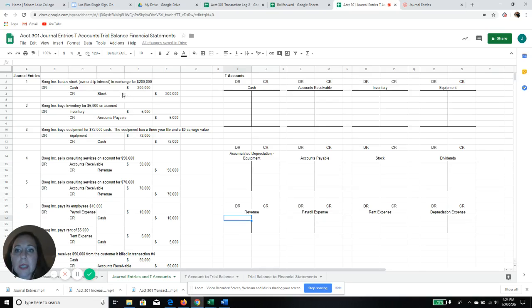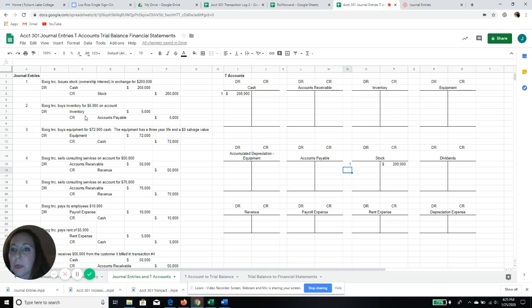Okay, so the next thing we're going to do is take each journal entry and record the debit and the credit in the proper T account. So for journal entry number 1, we have a debit to cash. So I'm going to put transaction number 1, and on the left side of the T account, I'm going to enter $200,000 in cash. We credited stock, so I'm going to go down here to our stock account and put transaction number 1 and enter $200,000 on the credit side of the T account.